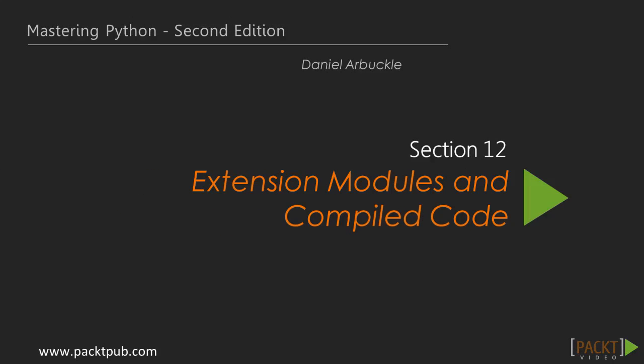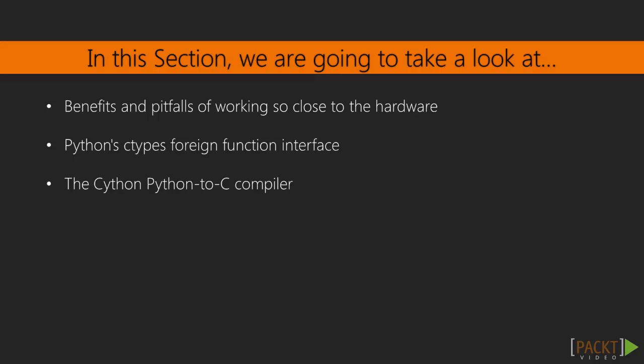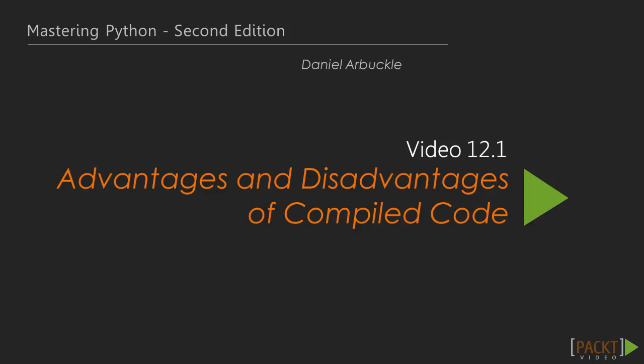Hi, and welcome to our section on integrating compiled code into our Python programs. We're going to take a look at the benefits and drawbacks of our compiled code and see two ways of making the connection between Python's managed environment and code that runs directly on the hardware. In this first video, we're going to see what we can gain by using compiled code for part of our program and what it can cost us.